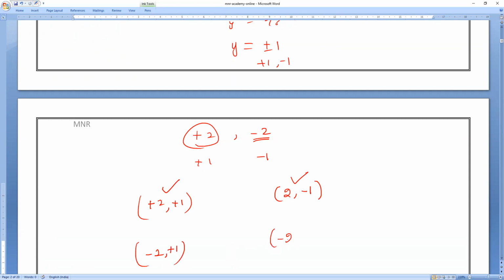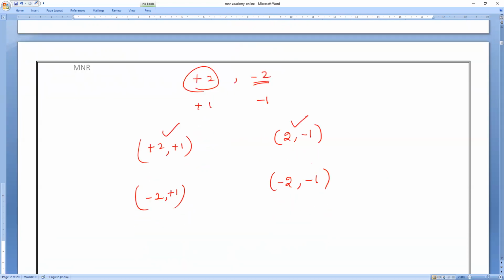Or next one, -2, -1. Am I right? Totally, how many points will it come to equilibrium? Everybody, yes, please: 1, 2, 3, and 4. So totally how many points will it come to equilibrium? All of you? 4 points of equilibrium. So the body will come to equilibrium at 4 different points.